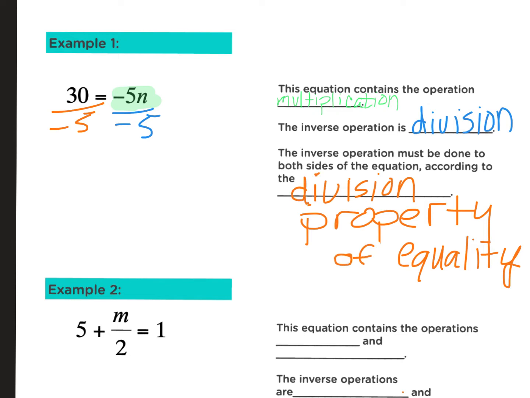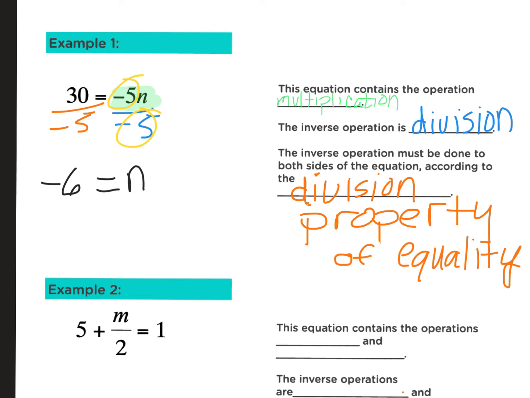Okay, so what happened here? This 5 and that 5 cancel each other out, right? So now we're simply left with that isolated n like we needed. We've got our equals, and then 30 divided by -5 is -6.